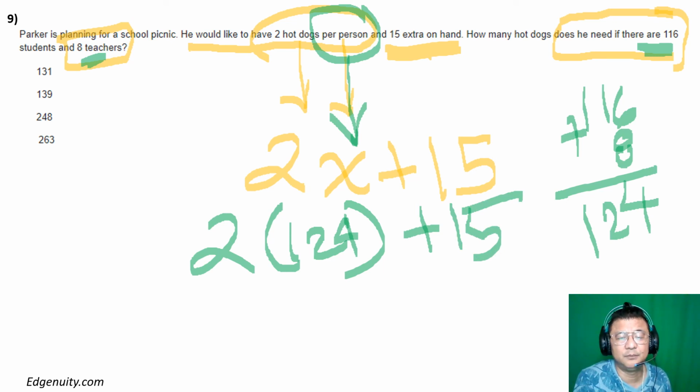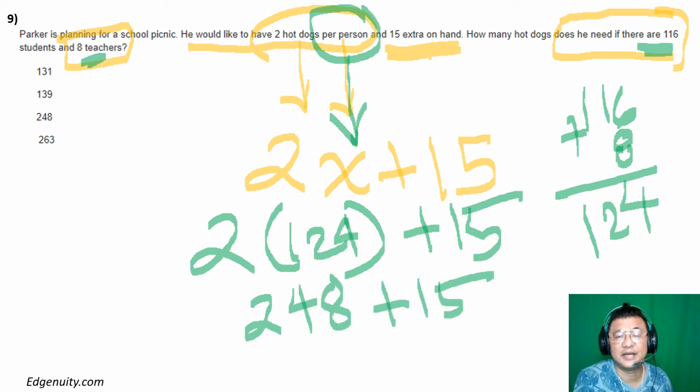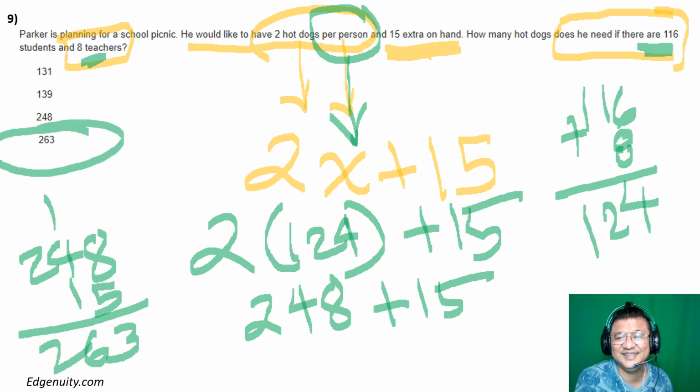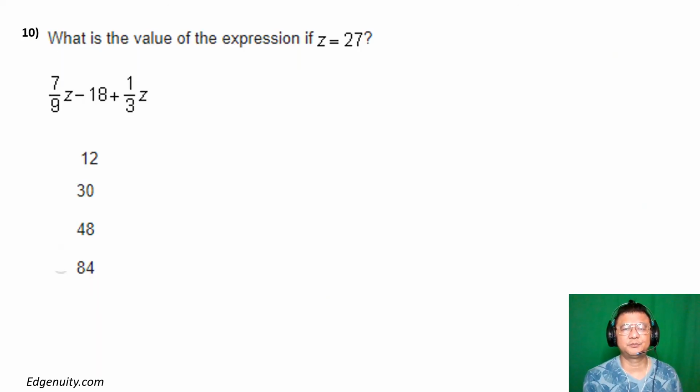So double 124 is 248. 248 plus 15 is what? Add mentally. If you can't add mentally, you can add on the side, 248 plus 15. So that's going to be 263. There you go. Easy? Okay, so let's do this last problem.